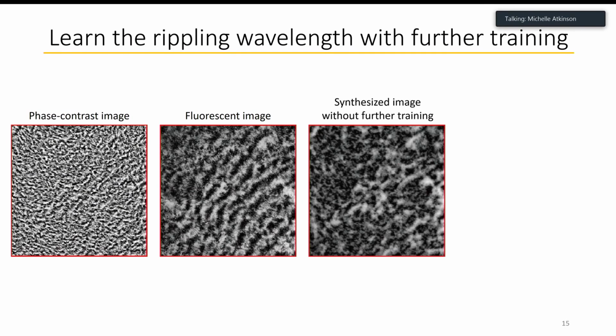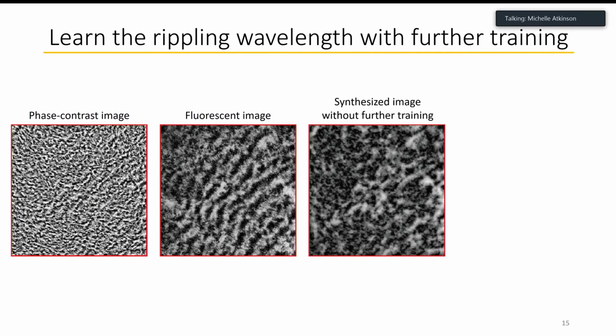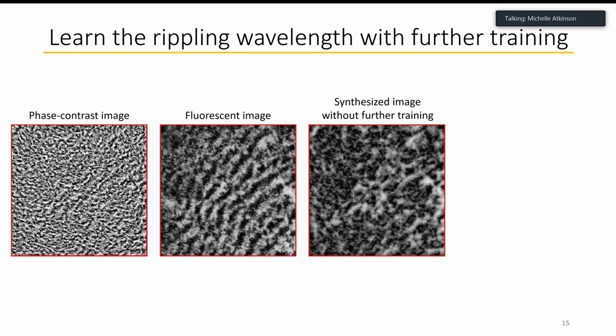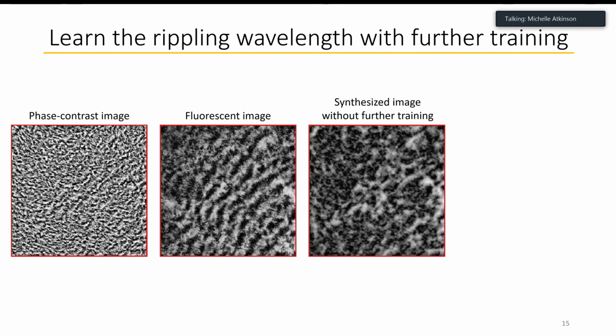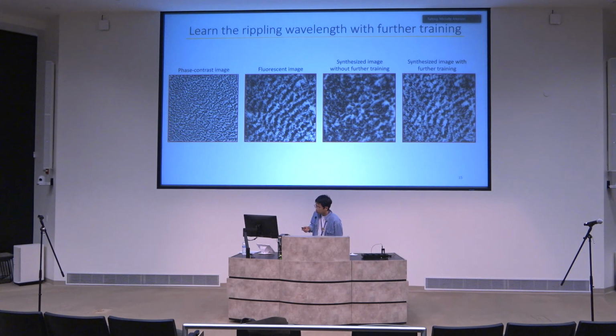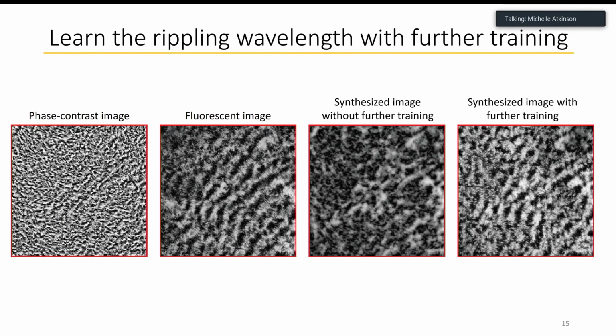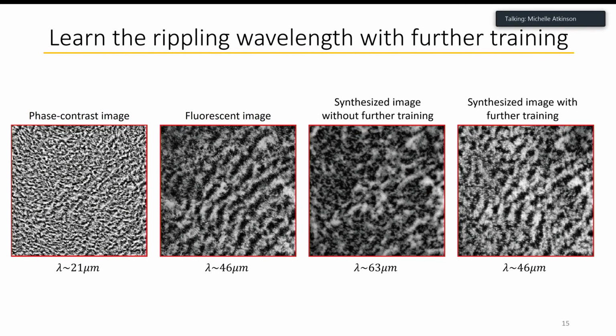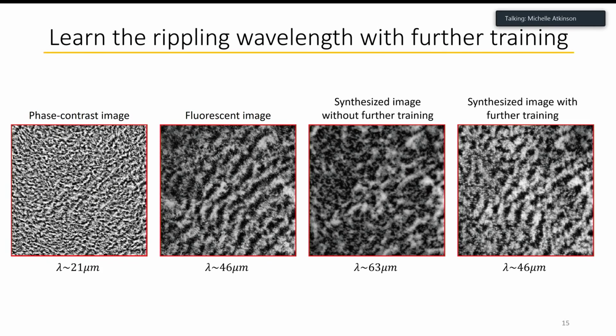However, when we applied our model directly to this case, we could synthesize a fluorescent-like image, but there is no rippling pattern. So by taking the transfer learning idea, we further trained the model on the rippling pattern, and we can see that the rippling pattern occurs with further training. We can calculate the wavelengths by Fourier transformation, and we can see that the synthesized image with further training gets the same wavelengths as the real fluorescent image.